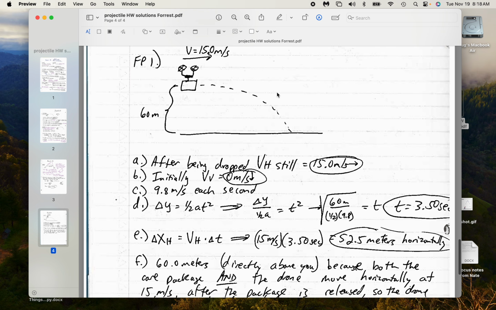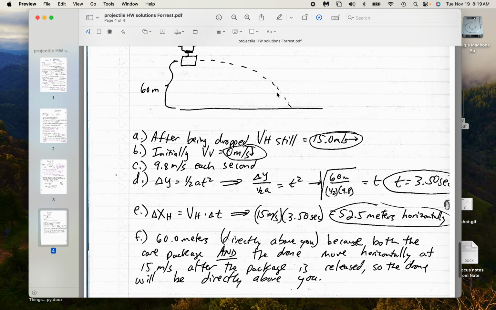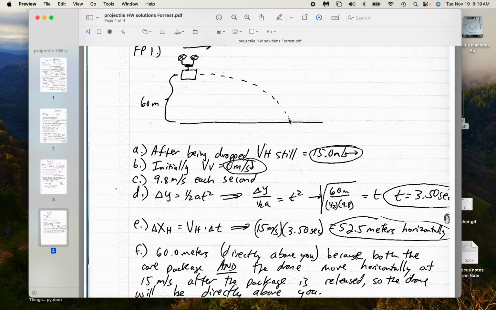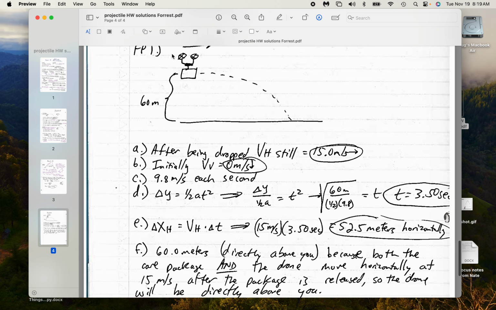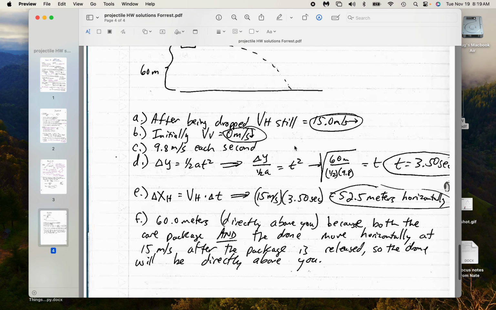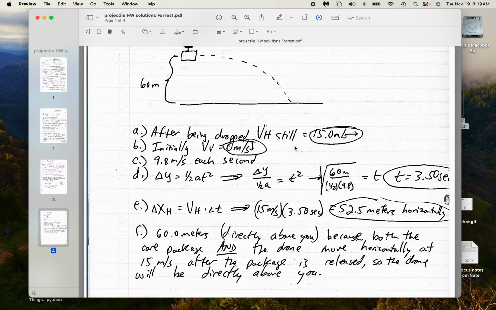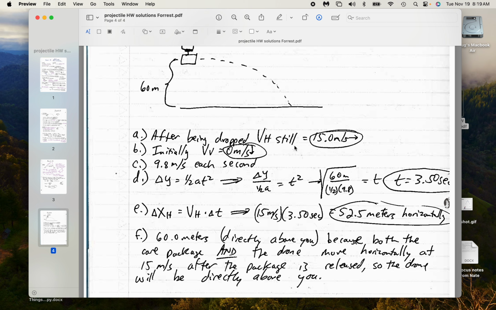Letter F, at some point, is asking you where the drone is when the package hits the ground relative to the package. Since the drone is moving horizontally at 15 meters per second, and the package is moving horizontally 15 meters per second, the drone should be right above where the package lands when it hits the ground. So they both still have the same horizontal velocity, assuming, again, no air resistance.